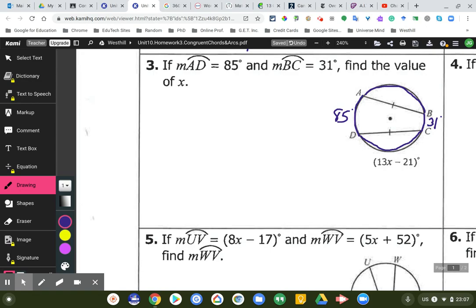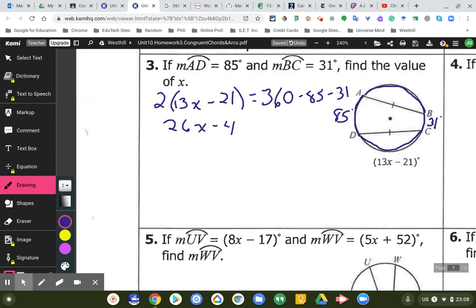Okay, so we're actually going to do 2 times 13x minus 21 equals, okay, once again, we know the whole circle is how many degrees? 360. So we're going to do 360 minus 85, okay, minus 31. And 2 times 13 is 26x minus 42 equals 360 minus 85 minus 31. You could use your calculator to figure this out, is 244.